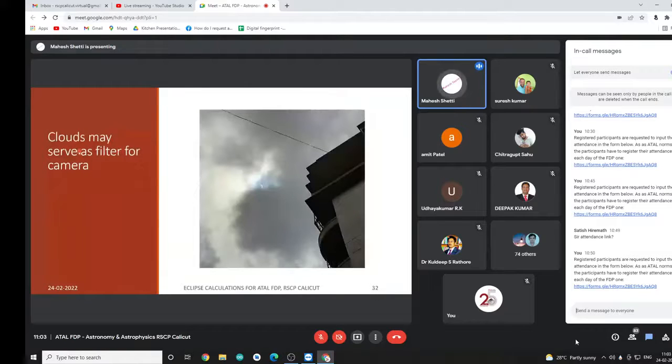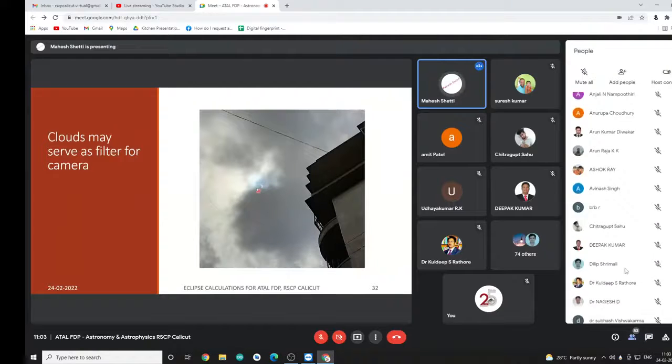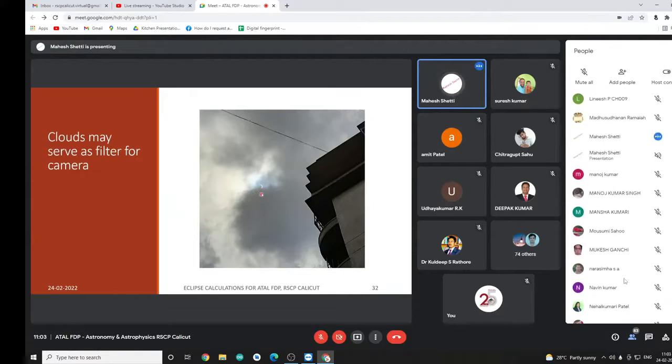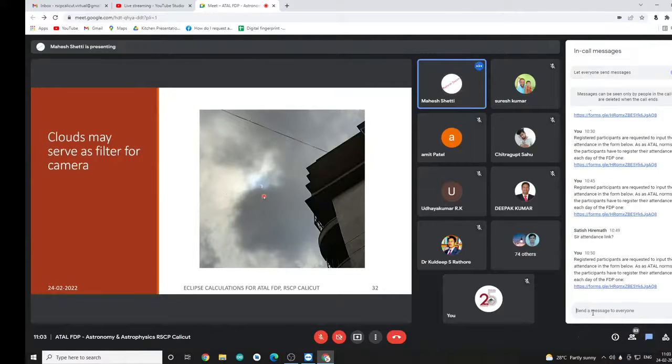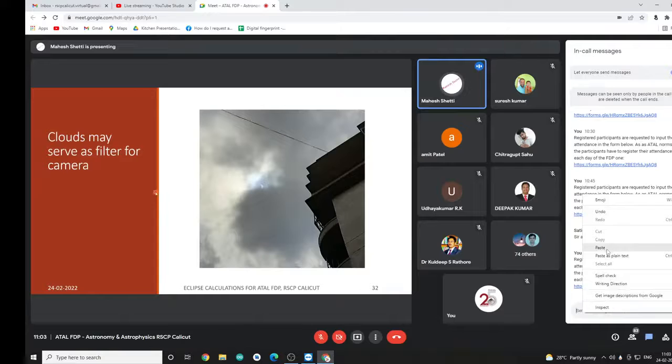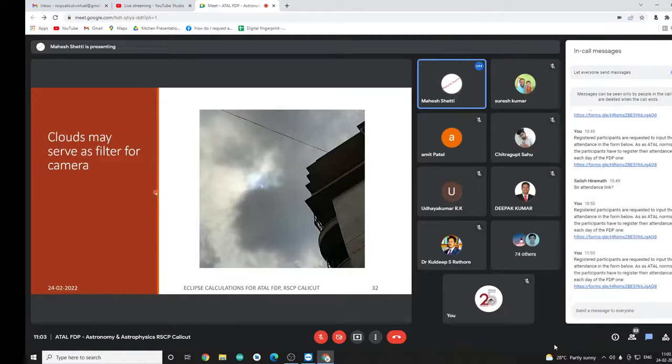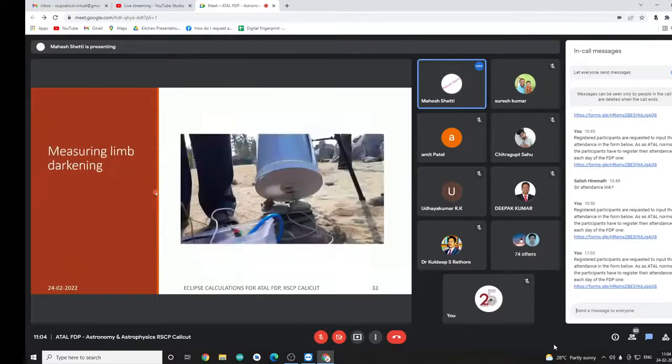If you are prepared, clouds may also serve as a filter for the camera. So this was a photograph taken directly without any camera on that 21st of June, and it was cloudy. It was June, it was cloudy, and we could get a nice picture of this eclipse. So once you are prepared, you can tap many different kinds of methods to do things.